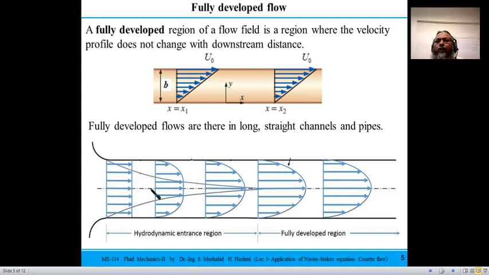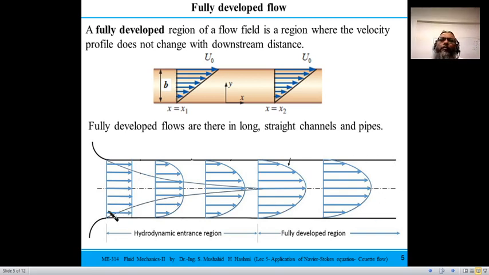So how do you know that this is a pipe cross section? As you know, this is a center line. This line is a center line. So it means the cross section is not two plates, but the cross section is circular. So it is a pipe flow.